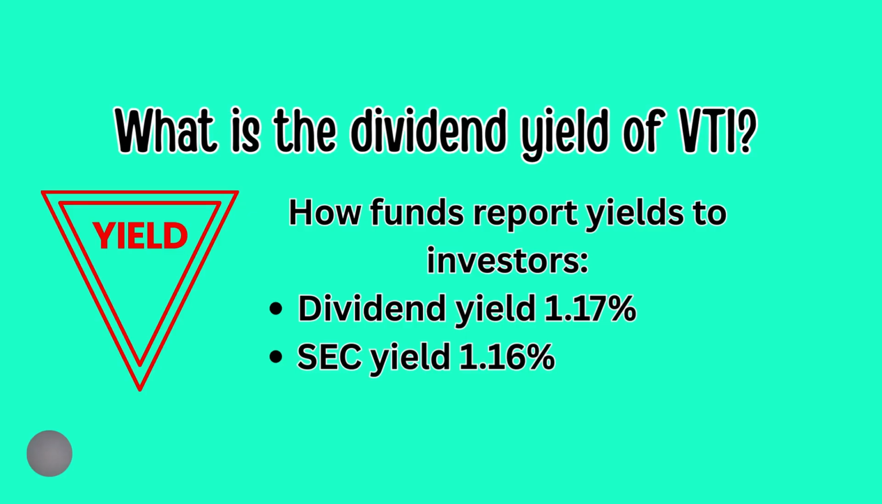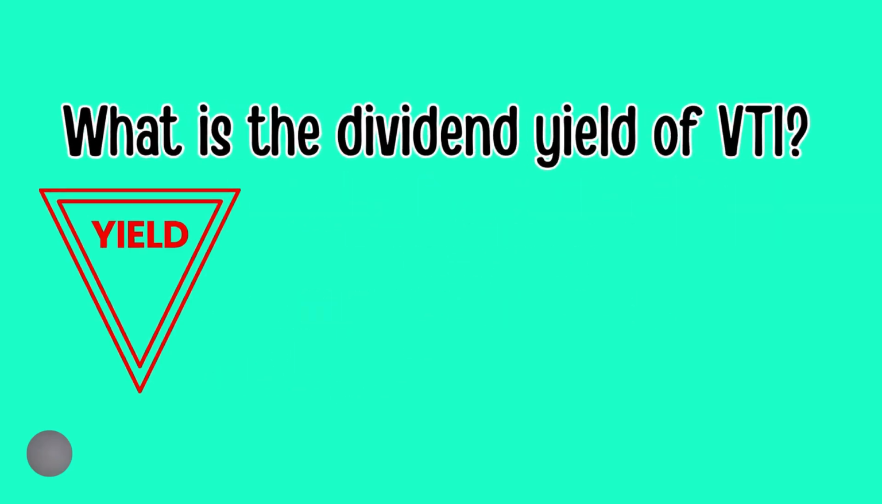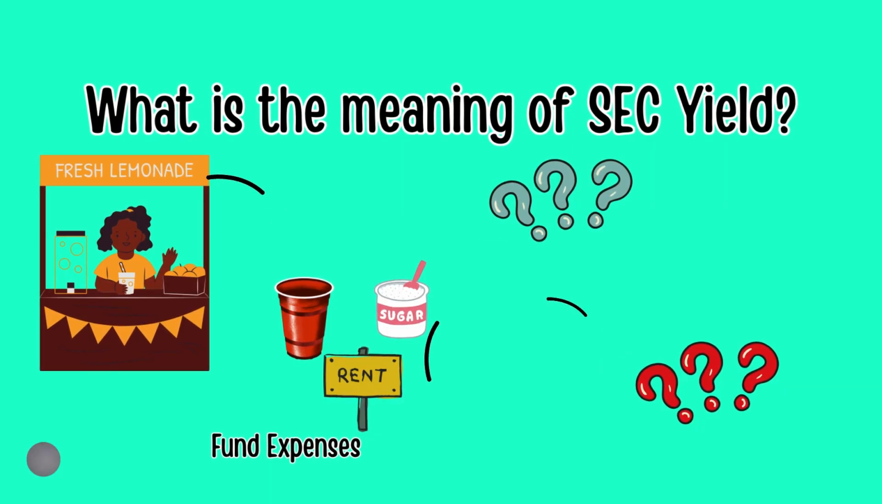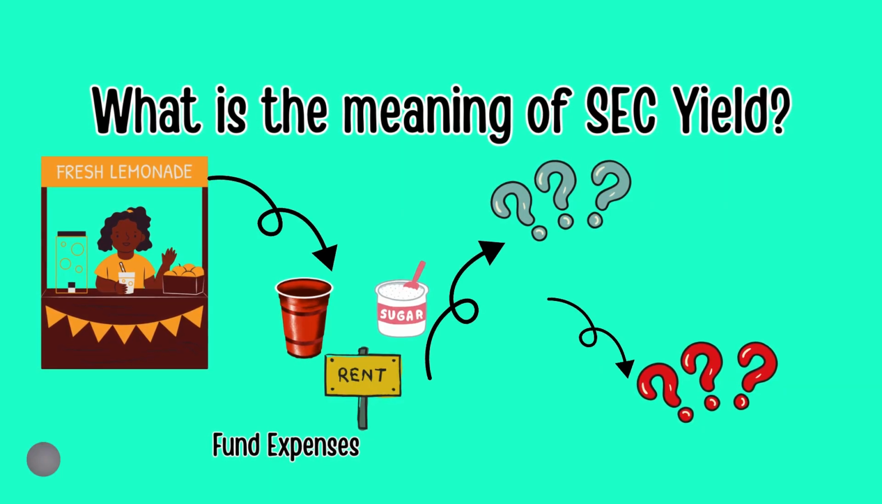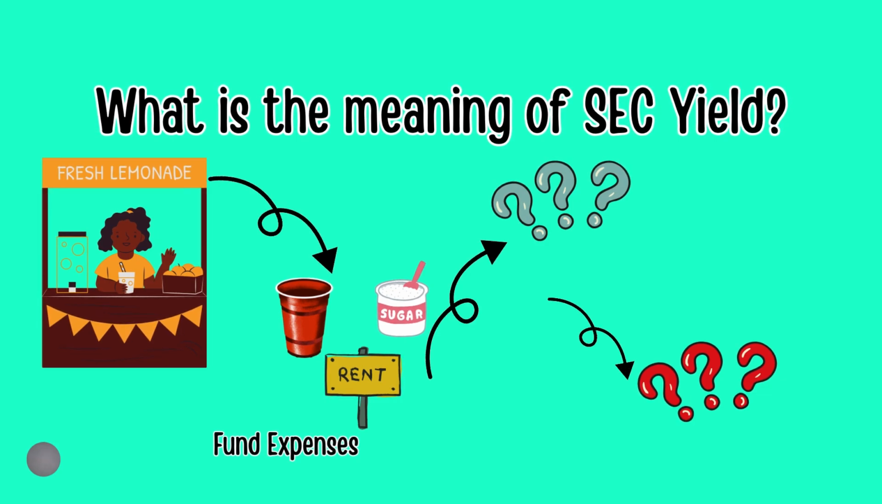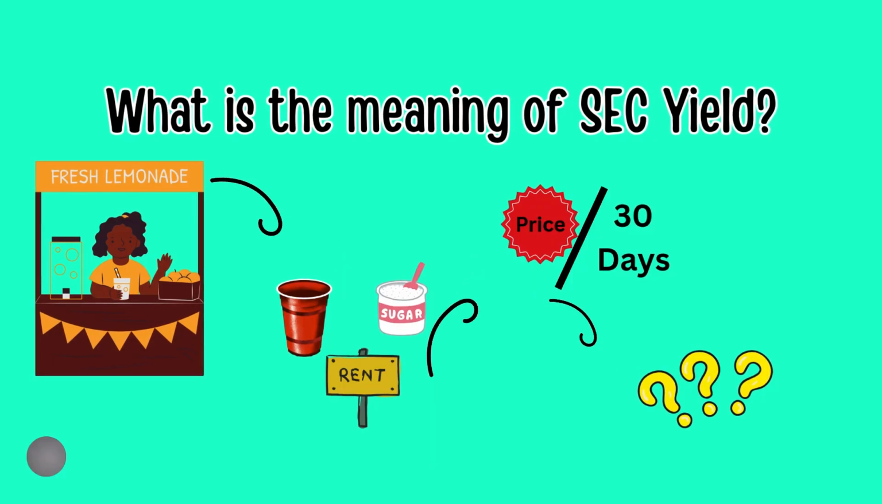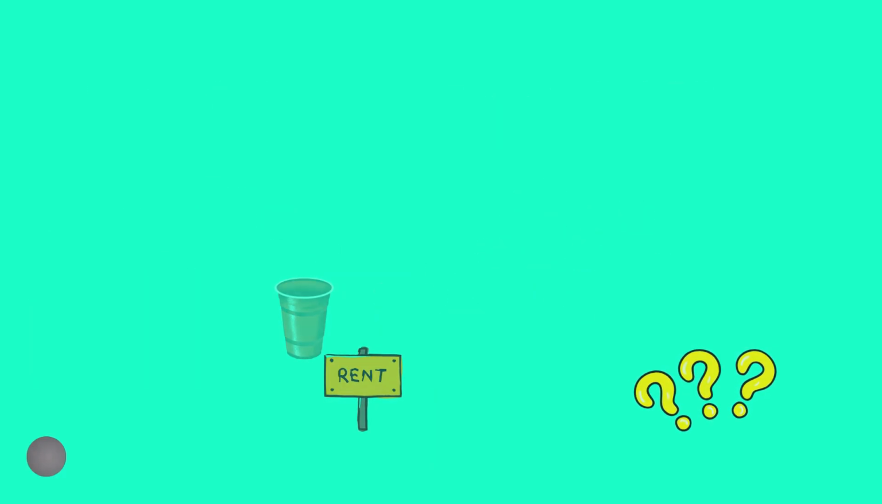It is about 1.17%. But another way funds report yield is the 30-day SEC yield, okay? Which for VTI is about 1.16%. So let me explain what I mean so that you can understand. Imagine a lemonade stand that earns some money in 30 days. That will be the income. So you subtract the cost of sugar, the cost of cups, the cost of rent, which will stand for the fund expenses. So you divide that by the price of a lemonade cup at the end of 30 days.